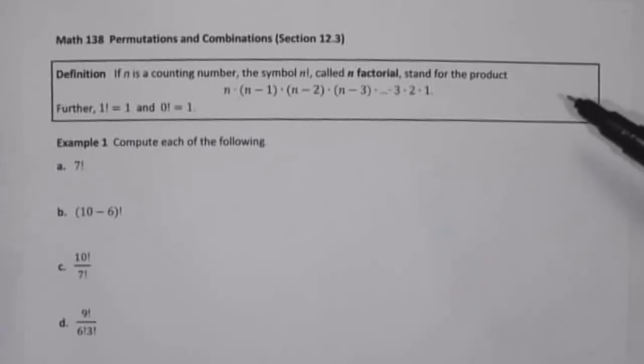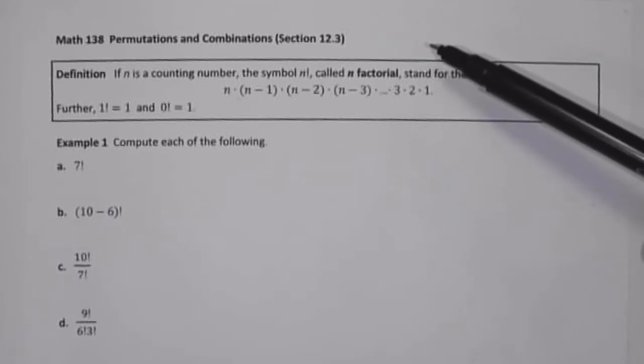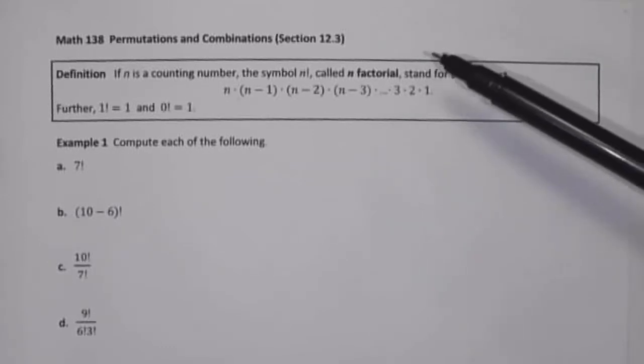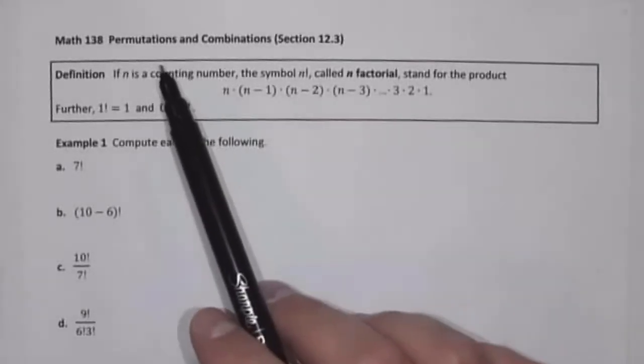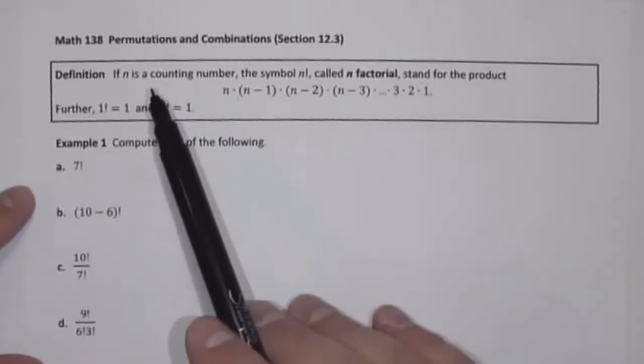In this video, we're going to be looking at section 12.3. We're going to continue looking at counting methods, and specifically we're going to be looking at permutations and combinations. So we start with a definition.